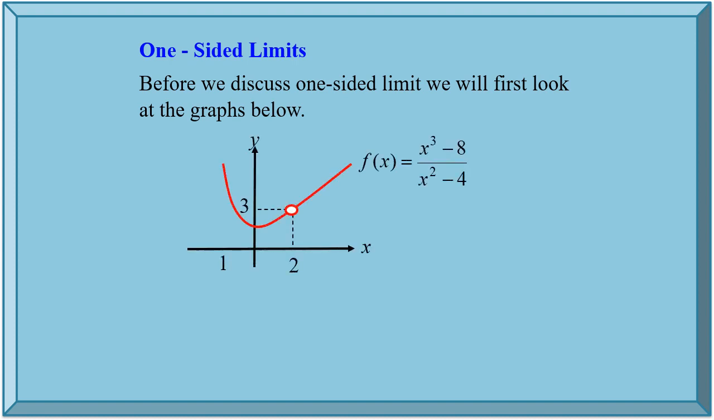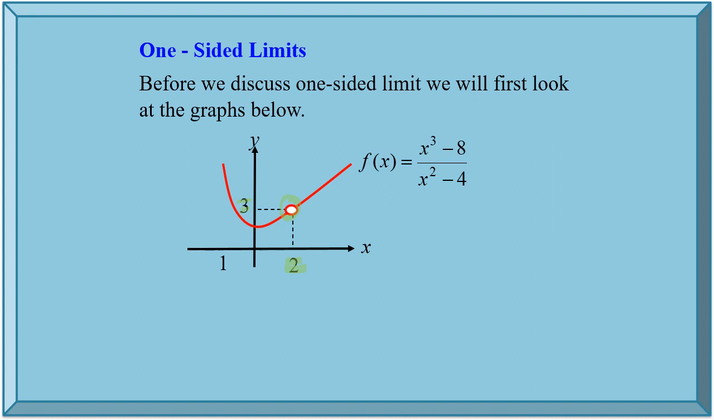So this is our function f(x) equal to x cubed minus 8, all divided by x squared minus 4. So this is the form. You can see that at x equal to 2, the y here is equal to 3. It's not included in the graph. Why? If we substitute 2 into this function, what will we have? We will have 0 over 0. So it does not exist, okay, undefined.